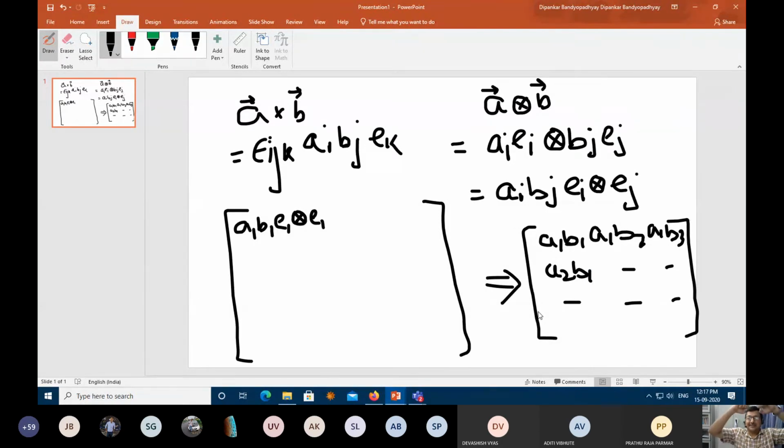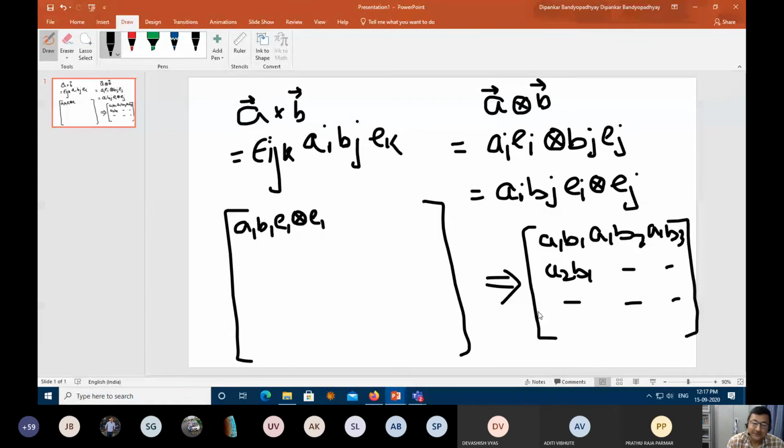So you can see, if you take a dyadic product between two vectors, you end up getting a second order tensor. Now the language also becomes very generic for you: if you take a gradient of a 0th order tensor, it becomes a first order tensor.